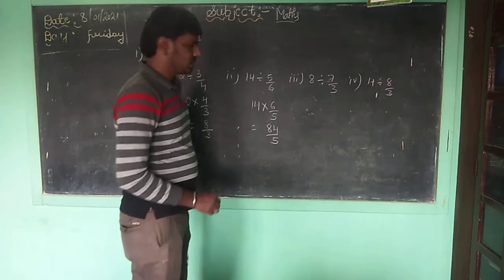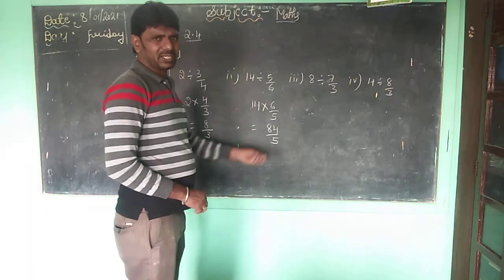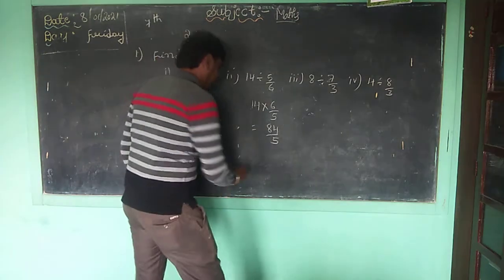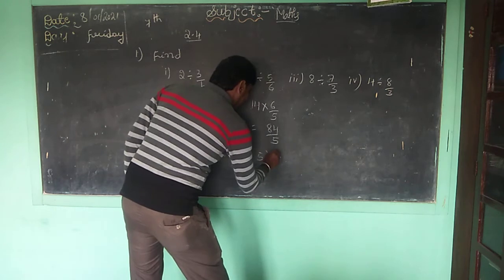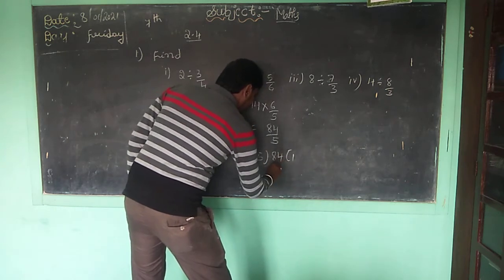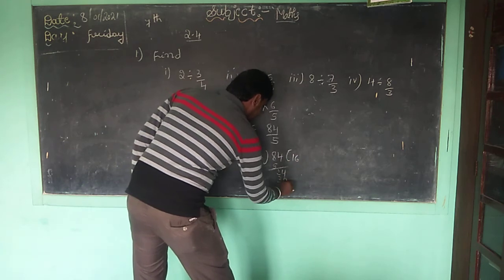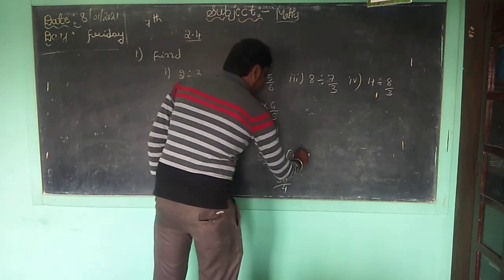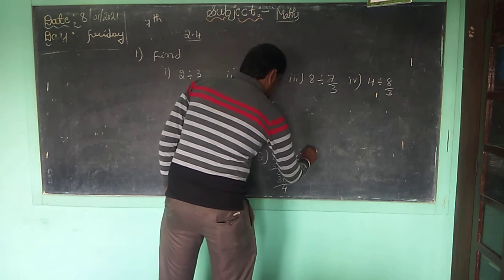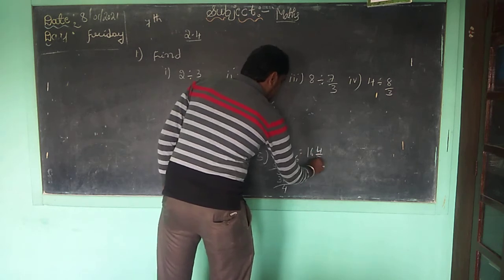Okay, children, then we also want to convert this into a mixed fraction. How can we do this? We want to divide by 5. Okay, children, 5 1s are 5 and 34 is there. 5 6s are 30. Correct, children? Now we want to take the 4. How can we represent this one? Then it is 16 4 by 5.